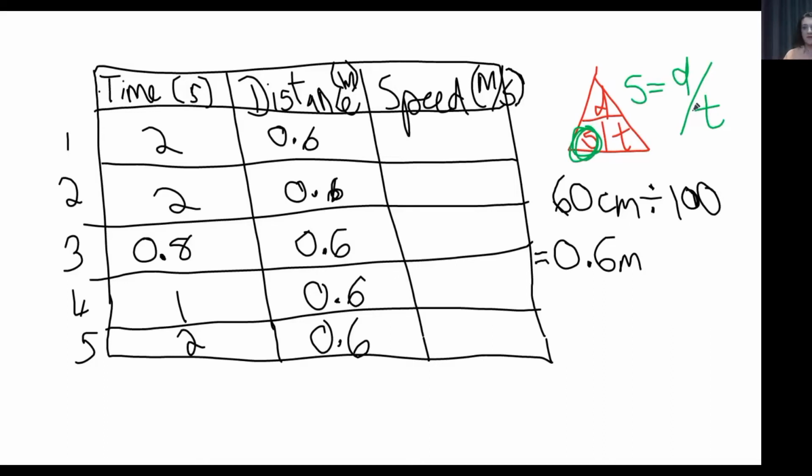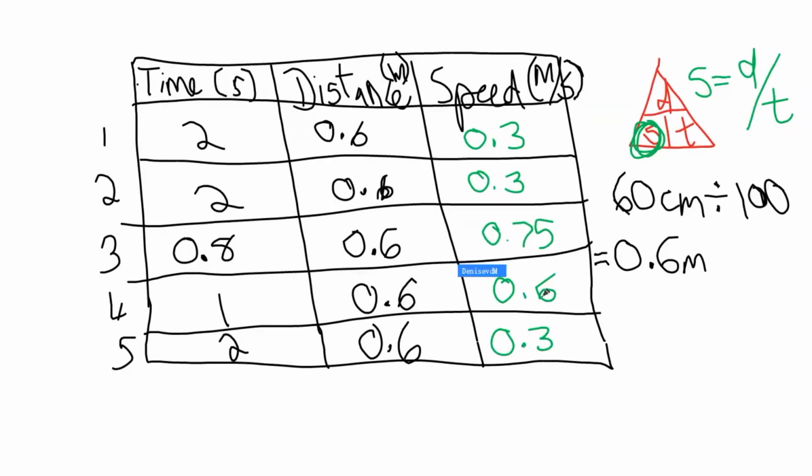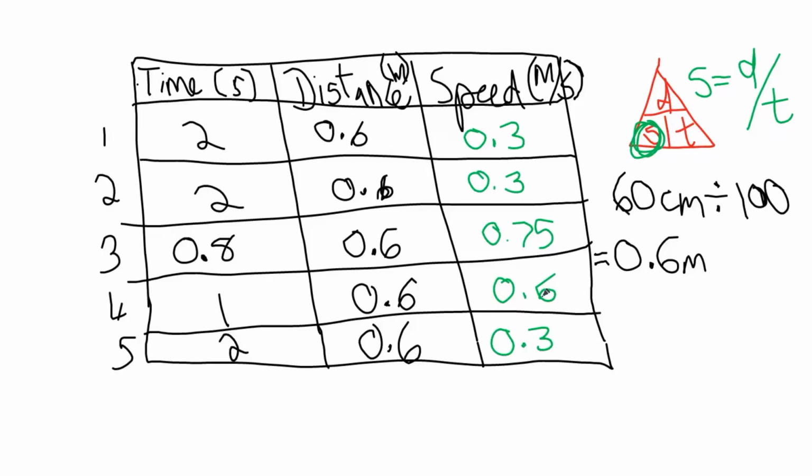Therefore, if we take distance of 0.6 divided by 2 will give us 0.3. So your table will look something like this, and depending on how many times you repeated your experiment, your table might be bigger than mine. As long as it's not less than mine, it's okay. Once we've completed our table, I think it's a good time to go back to our presentation and see what we still have to do to complete what we have to do.